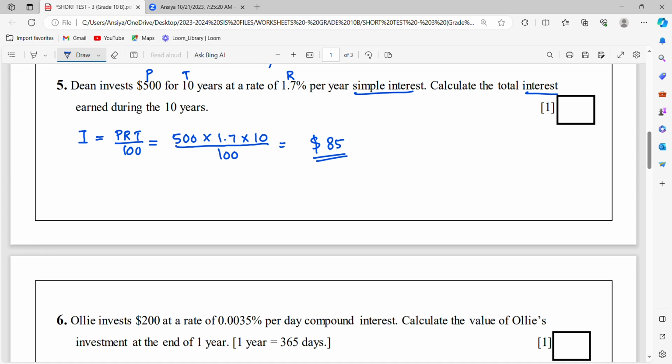Now when you read the question, you have to be careful about what we need to calculate here. Here the question is calculate the total interest. So we are done with this. In some questions it will be like calculate the total price, something like that. Okay, so be careful. So here it is only this much.